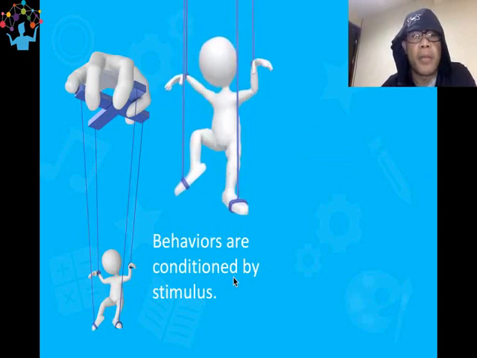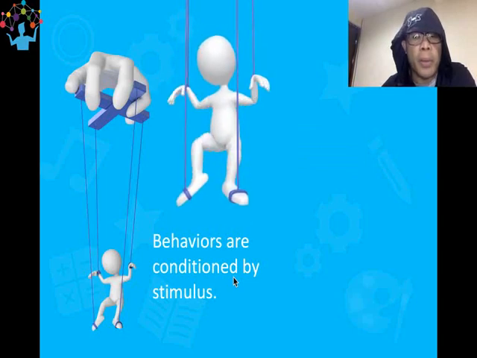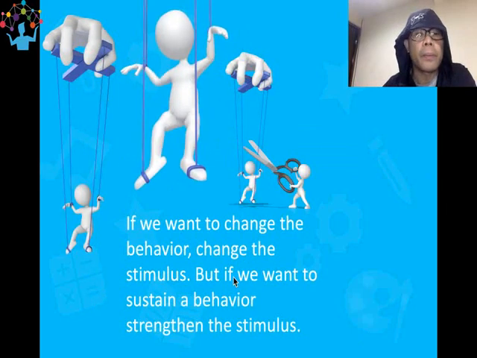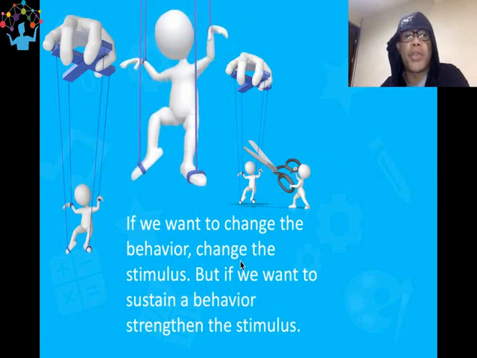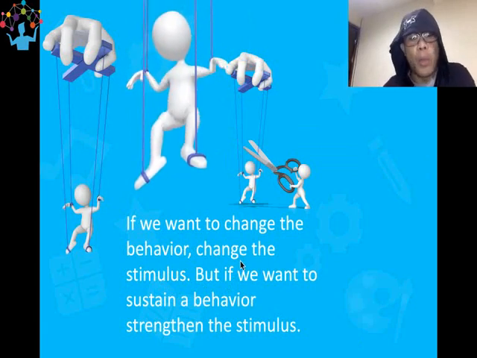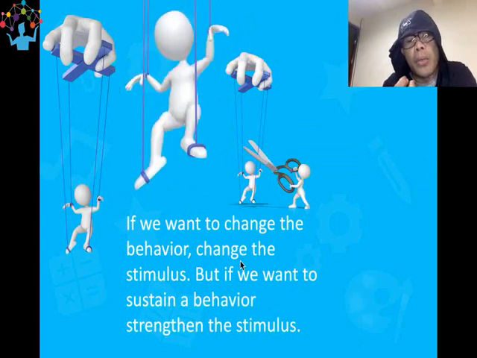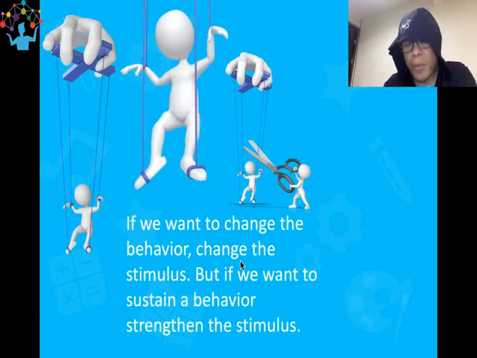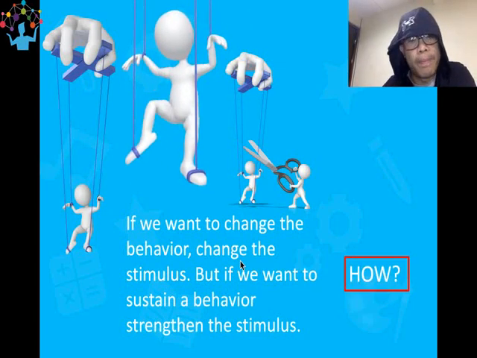So remember our definition at the beginning. Behaviors are conditioned by stimulus. Behaviors are programmed by stimulus. If we want to change the behavior, change the stimulus. But if we want to sustain a behavior, you know what is sustain? It is to make it more permanent. Okay, you have to strengthen the stimulus. But how?